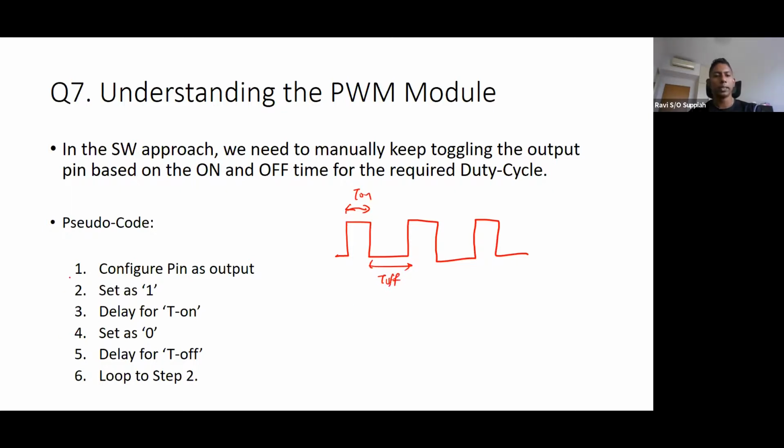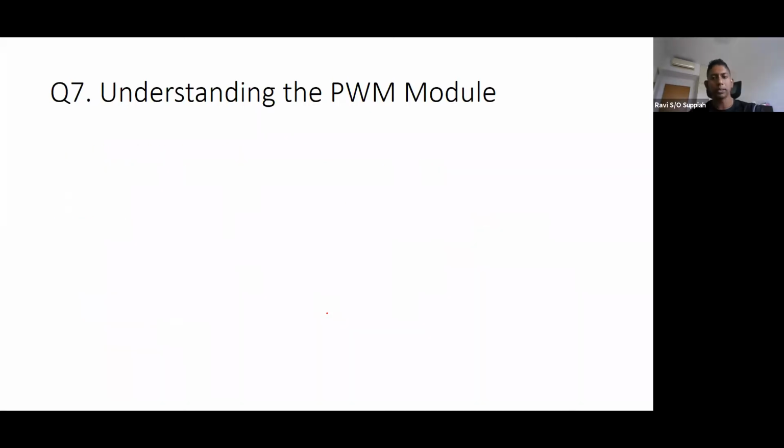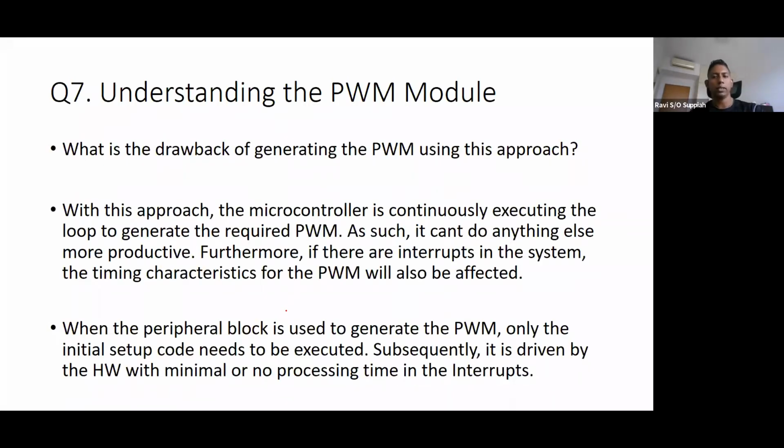You can think of this as pseudocode: you configure the pin as output, set it to 1, delay, set it to 0, delay, and repeat. So it is fairly easy to create your own PWM signal. Of course, it is quite obvious that the main issue is you can't do anything else useful or more productive, because you're basically stuck there continuously trying to keep up.